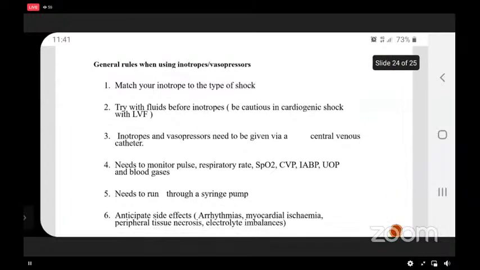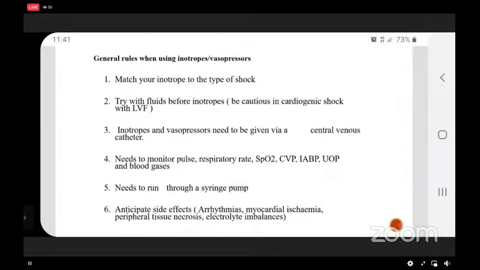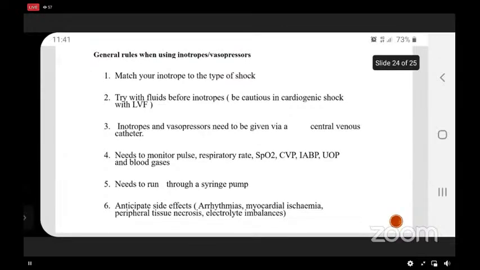So we'll talk about some of the general rules when you are using vasopressors and inotropes. So you have to identify what type of shock the patient is in, and you have to match your inotrope or the vasopressor to the type of the shock. And then you can give a bit of fluids before you start your inotrope or vasopressors. Definitely in hypovolemic shock, restoring the volume status is the prime thing. But in cardiogenic shock, you should be extra careful when you are giving a fluid bolus before you are starting inotropes, because of the worry of pulmonary edema due to left ventricular failure.